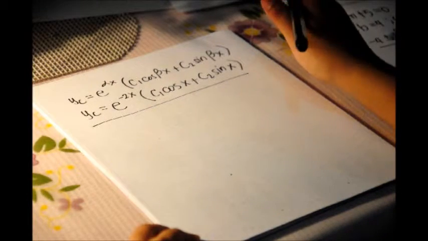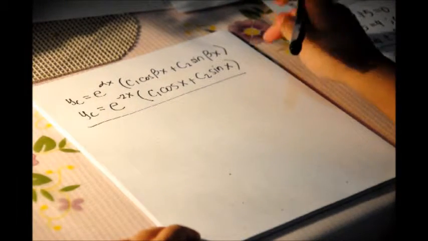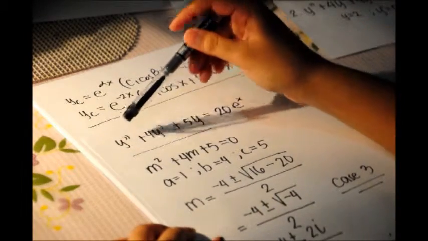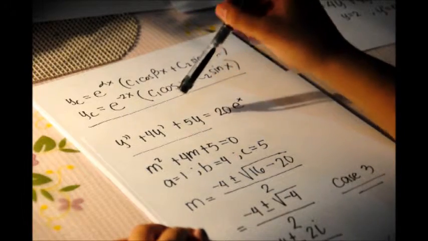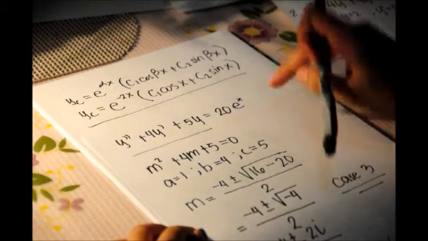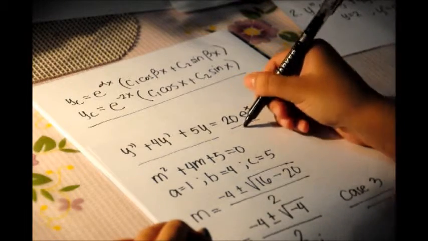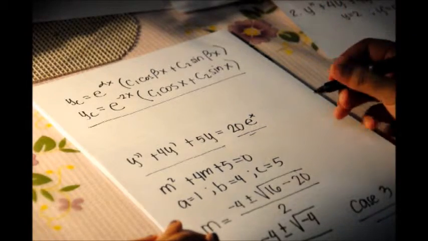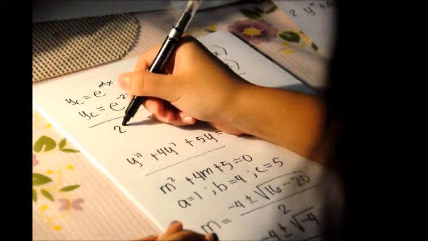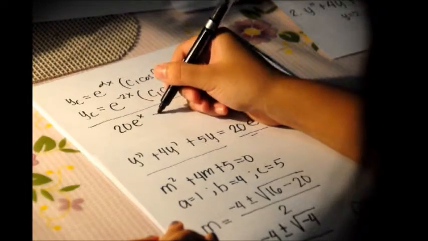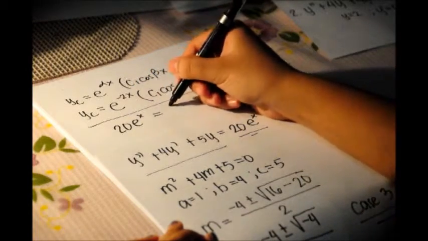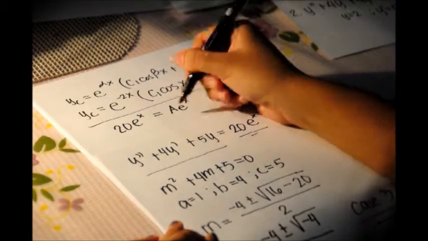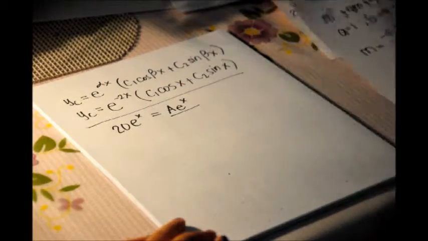Now let's solve for yt. How do we solve for yt? Let's go back to the equation y double prime plus 4y prime plus 5y is equal to 20 e to the x. Let's look at this 20 e to the x. The format of this would be the format of your yt. So 20 e to the x is also of the form a e to the x. So this would be the form of our yt.